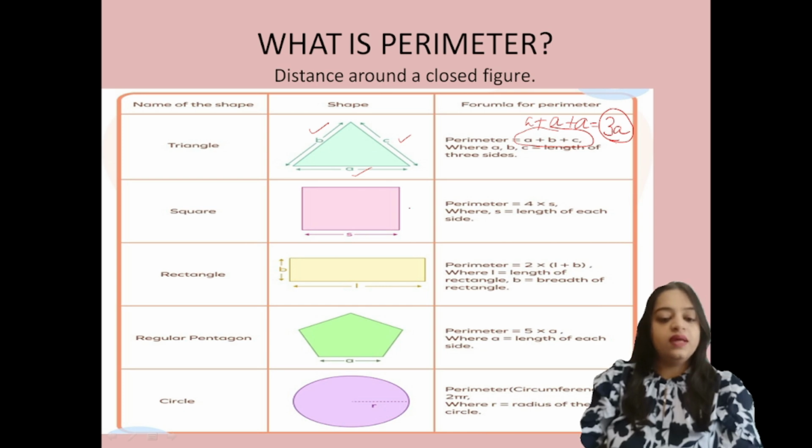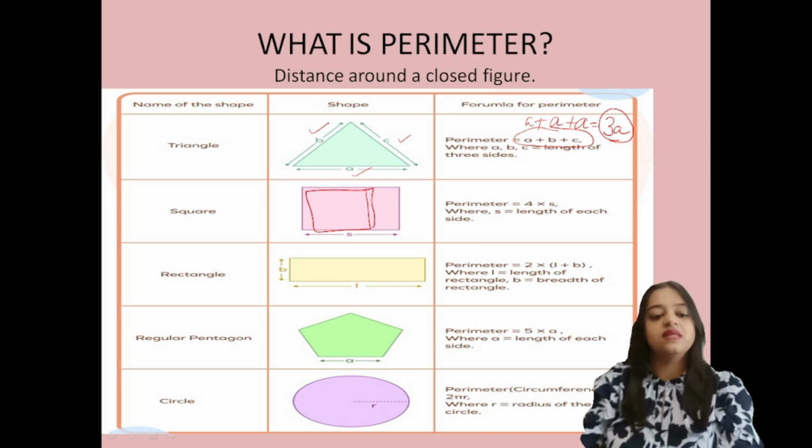Next is a square. Square has all four sides equal, although in this figure it should be like that. Okay. So perimeter is 4 into side. It is actually the sum of all four sides. Side plus side plus side plus side, which gives you 4 into side, right?